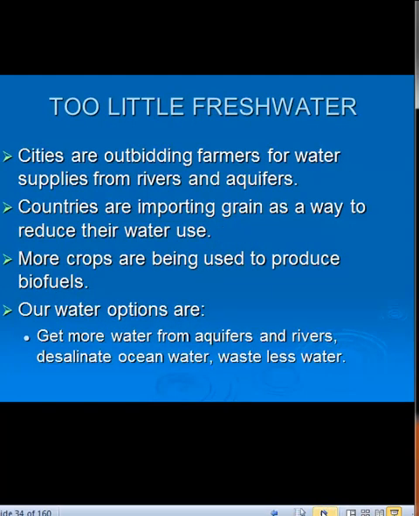So, we don't have enough fresh water. Look at the reasons why, and look at the options that we have. What happens when you don't have enough fresh water?